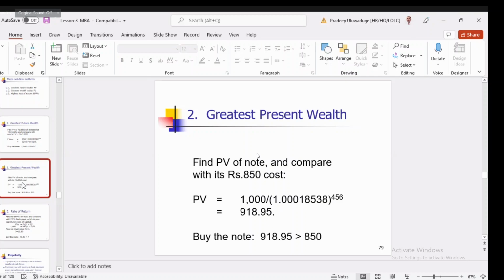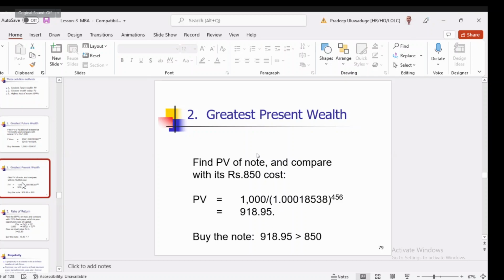So you are asked to pay only 850 rupees to buy this note, which has a present value of 918.95. Which implies that it is worth buying the note, right? Because the actual present value of the note is 918.95, and you are offered it at 850. So you choose the highest present value, and you decide that it is profitable if you buy the note, comparing these two present values.